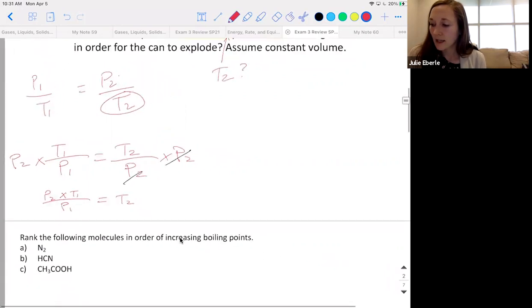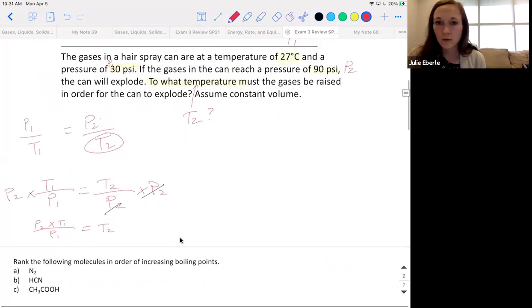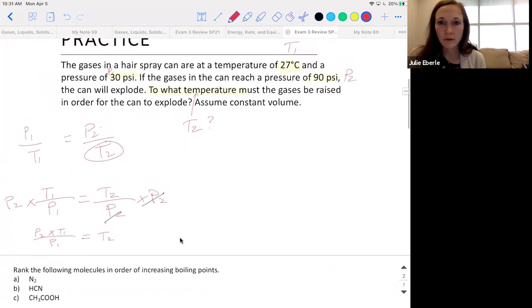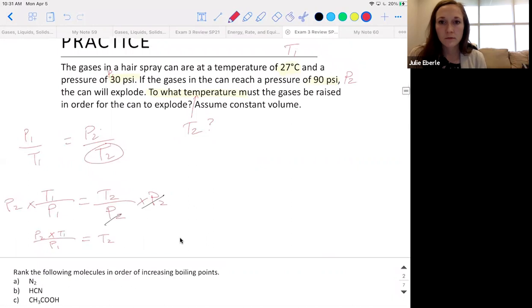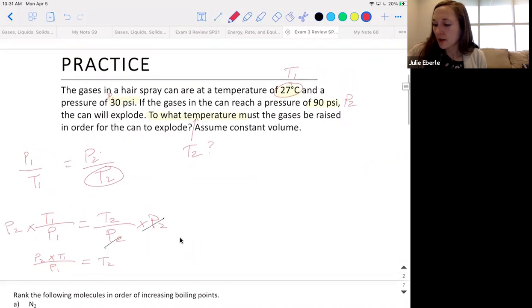There we go. Now the last thing we need to do is what? Can we just plug everything in now? Whitney said it. We need to convert this temperature up here to Kelvin. 27 degrees Celsius plus 273.15 equals 300.15 Kelvin.